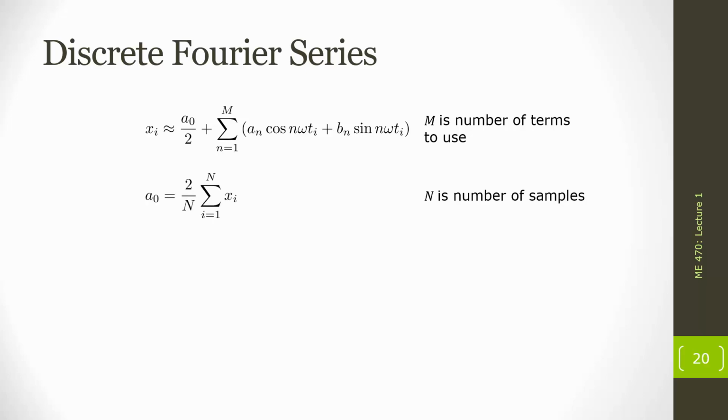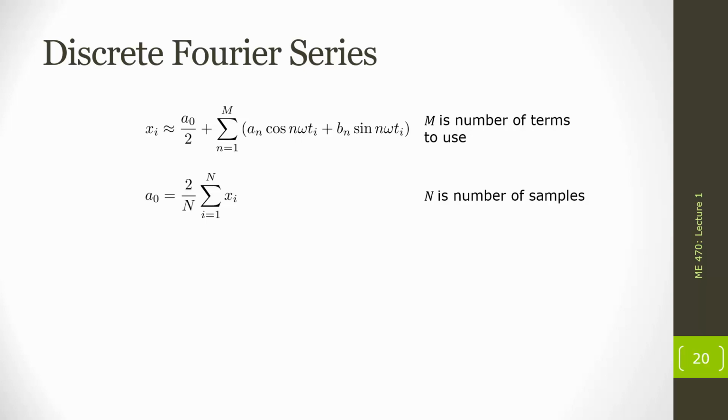So the a naught is going to be 2 over N. That's similar to what we saw before. It was 2 over the time span of that smallest repeating signal, multiplied by the summation from 1 to N of the signal that we collected, those discrete samples. On this slide, I'm going to be using capital N as the number of samples that we took of our signal. So what we see here is we add up all of the samples we collected, we divide by N, and then we multiply by 2. So really a naught is twice the average value of our sample.